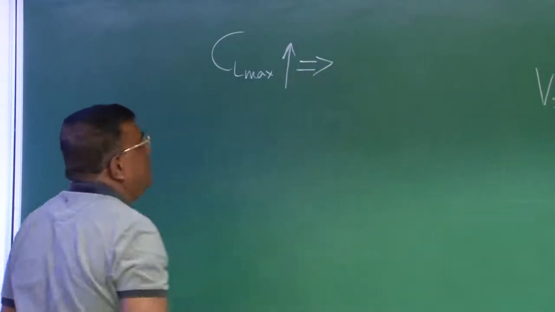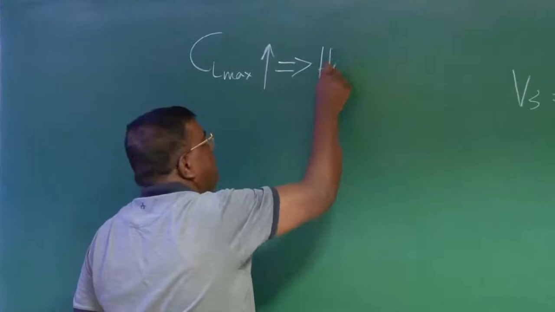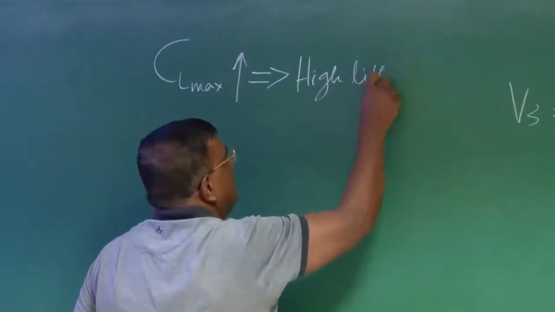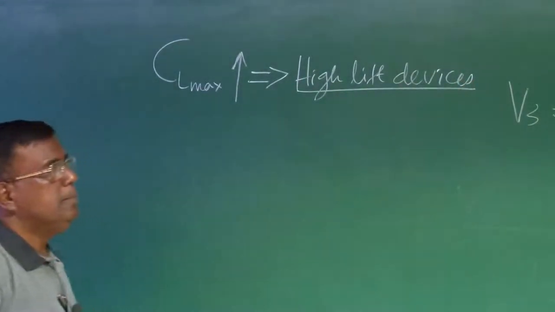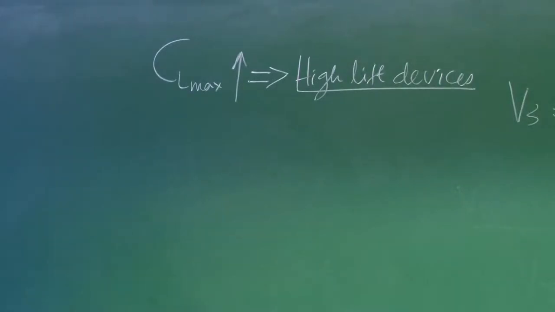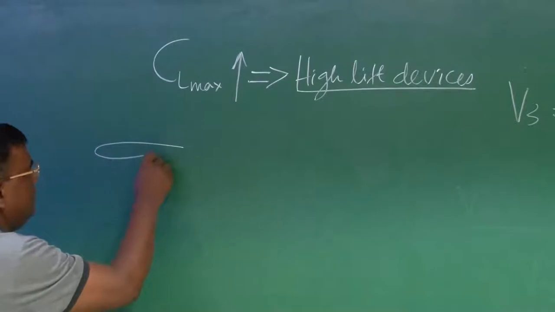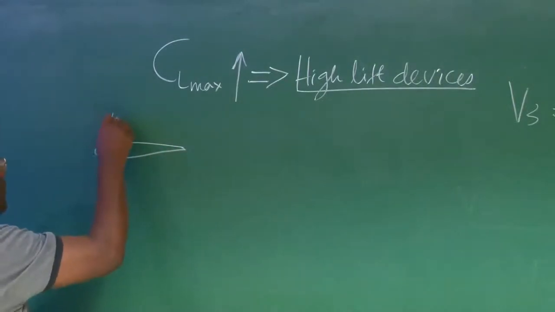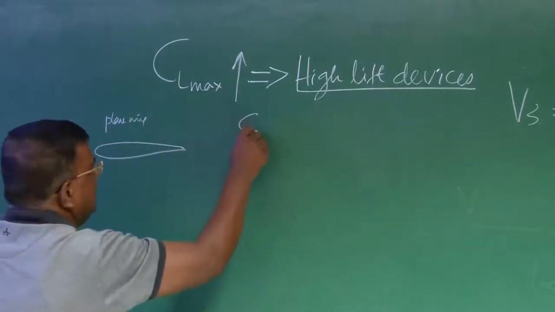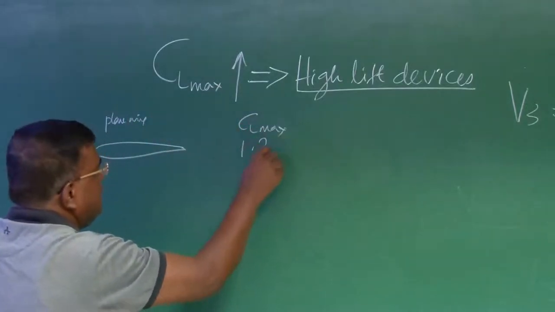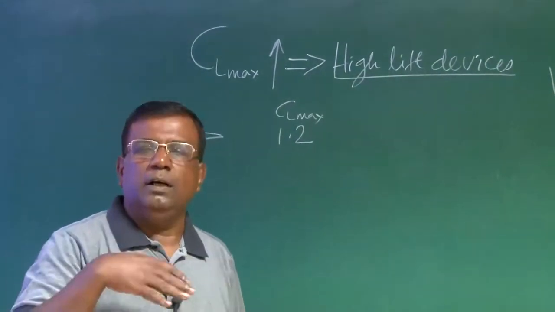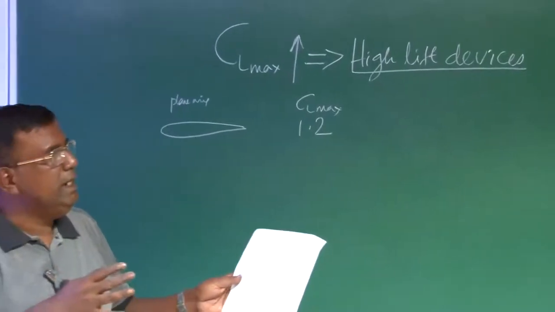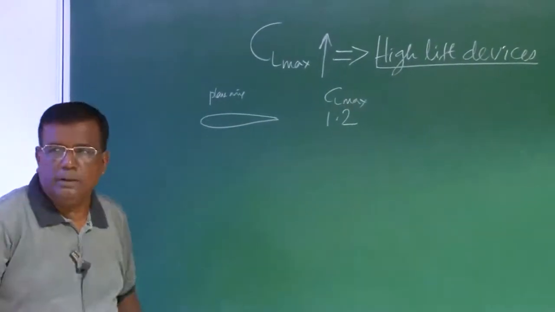And you are aware, we can increase CL max by using high lift devices. Loosely we say we introduce flaps. For example, if I take a plain wing, its CL max, I can say not a bad selection, is 1.2. Mostly an airfoil will have CL max of 1.2. By contouring the aerofoil, you might see that you can change it from 1.2 to 1.5, around that.